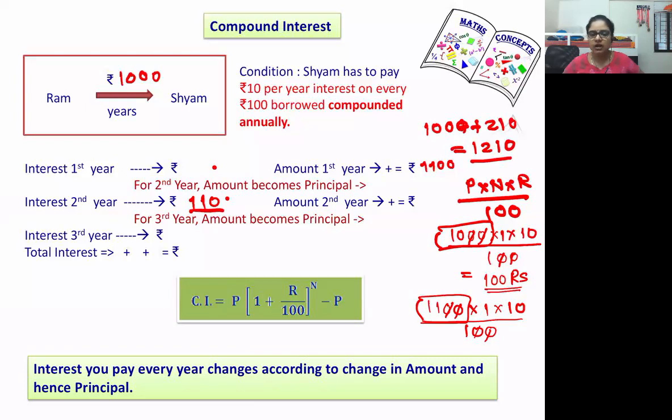Understood? Yes. Again, at the end of 2 years, he says, okay, I cannot return you 1210 rupees, please give me another year. Ram still says, if I would have given this amount to Raju, I would have gained 121 rupees as interest. How do we get 121? Using this same formula, but instead of this principal, now the principal to be considered is 1210. Got it?